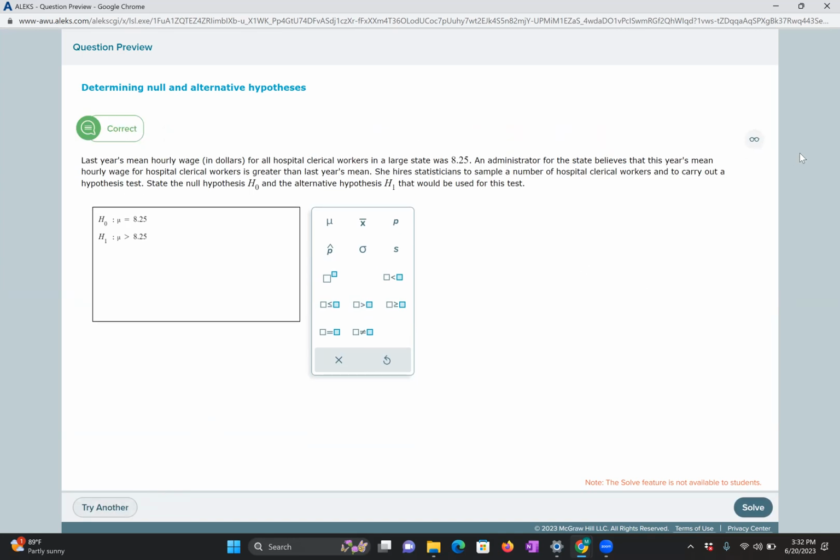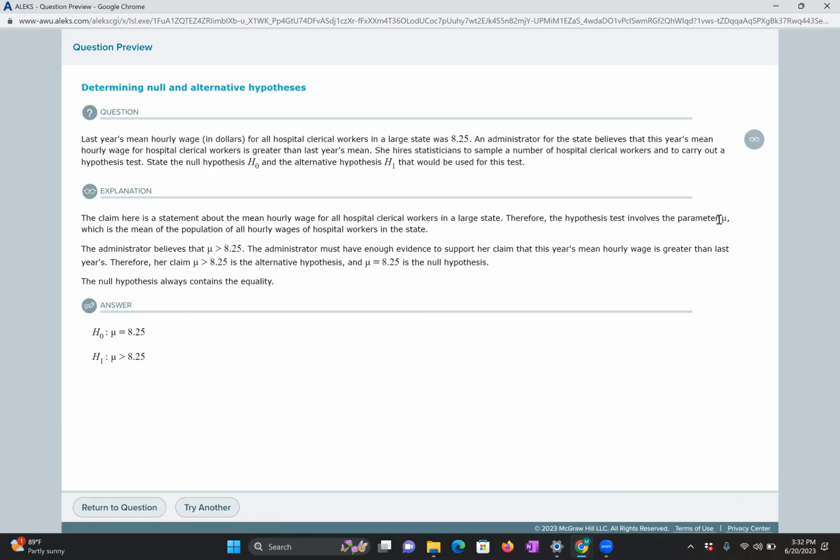All right. So again, here's the explanation in case you need it. You can just pause it and look at it for a little bit. They also make a good point, which I've stated before, but you probably forgot. The null hypothesis always contains the condition of equality, always. Keep that in mind.